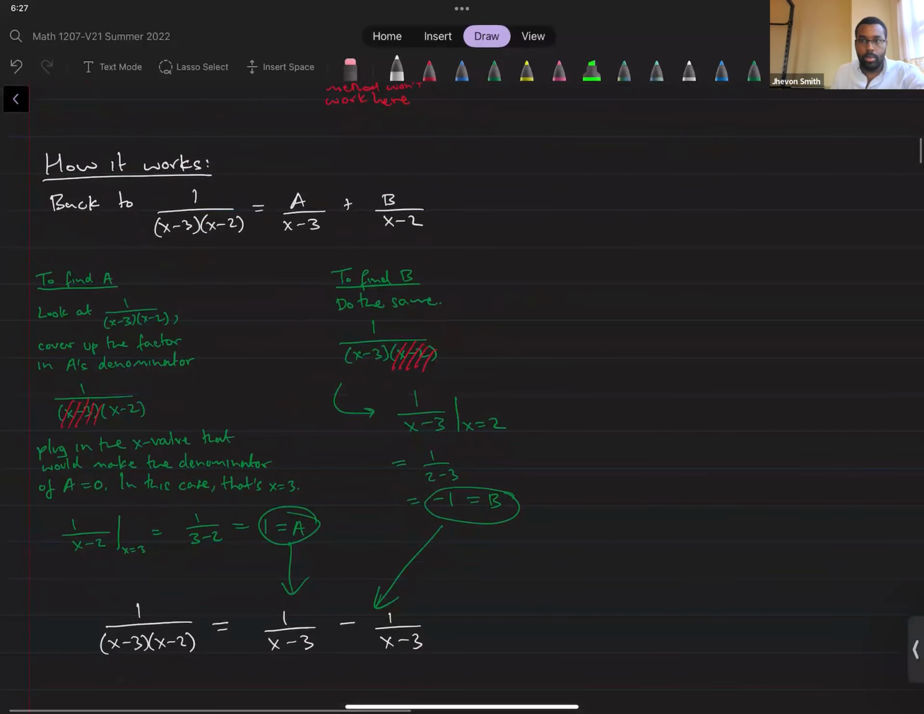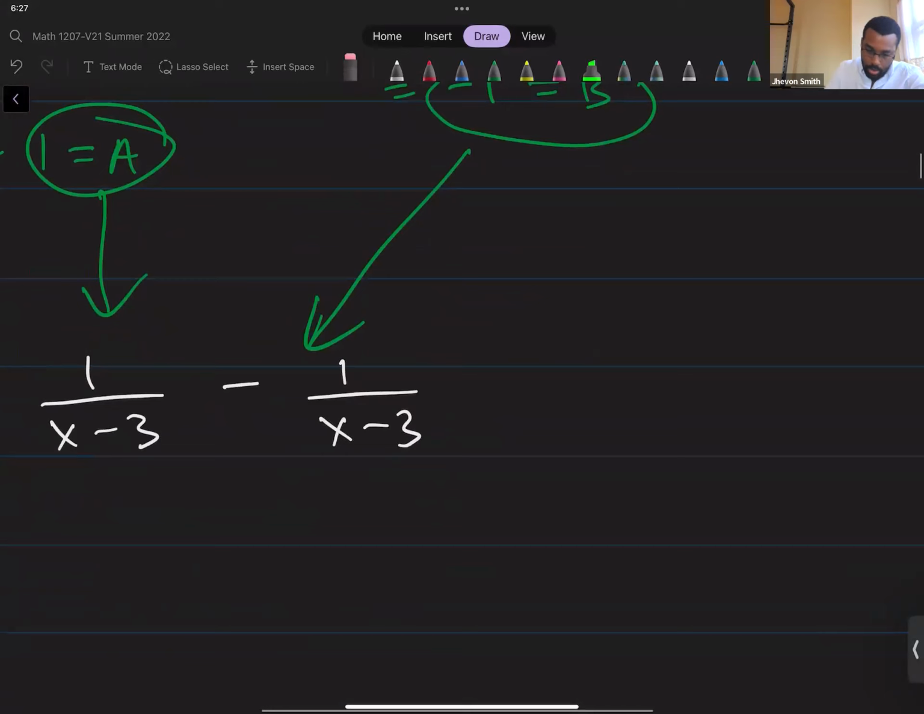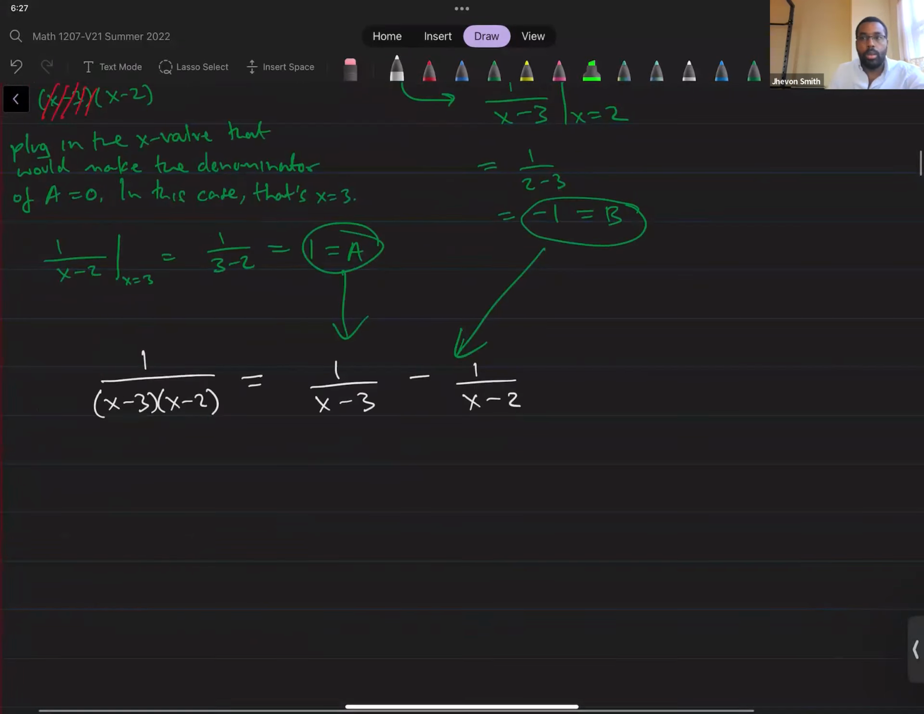Should there be an x minus 2 in the denominator for the B? This one. Right, so that's actually going to be the answer.